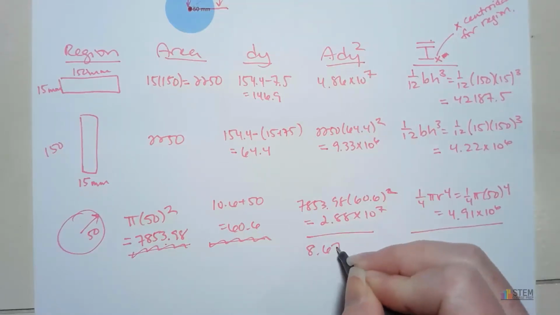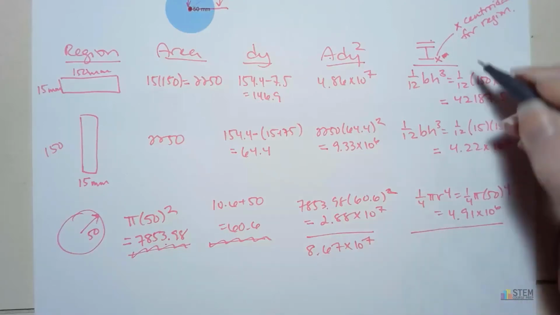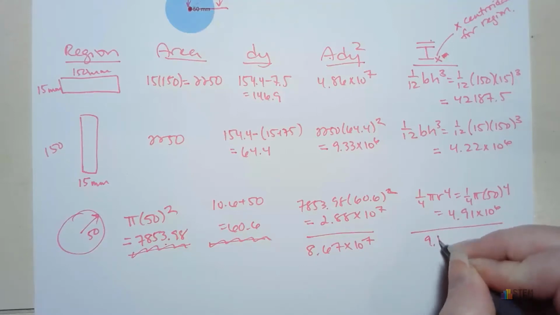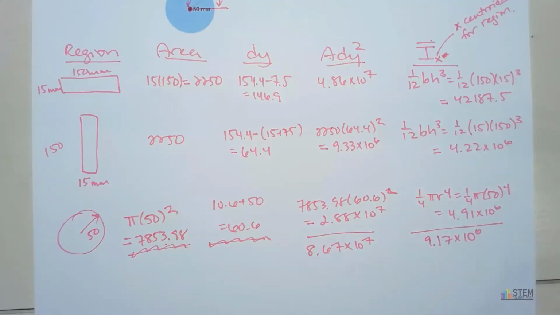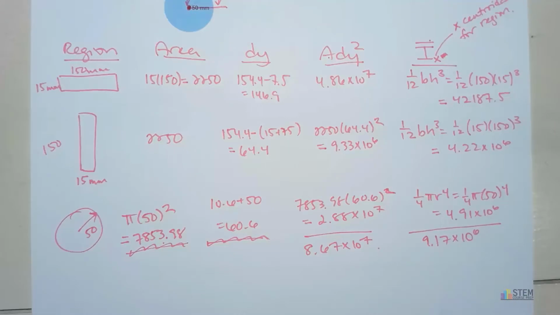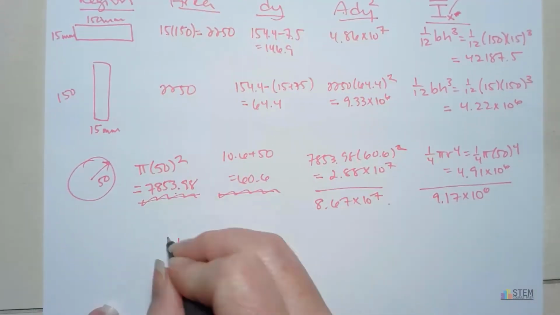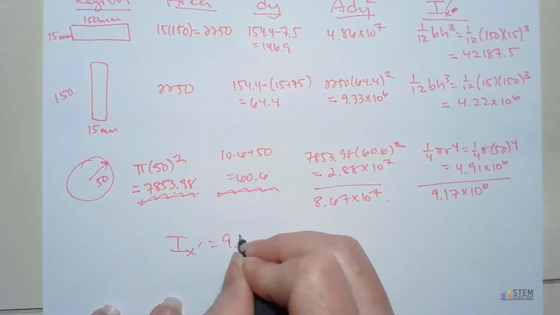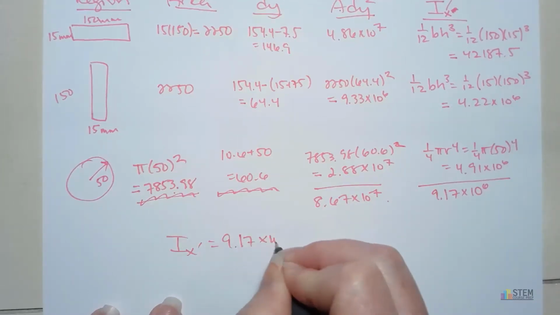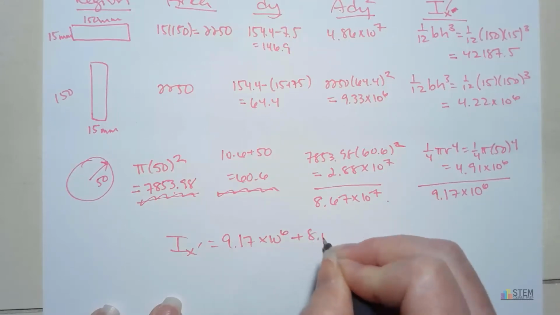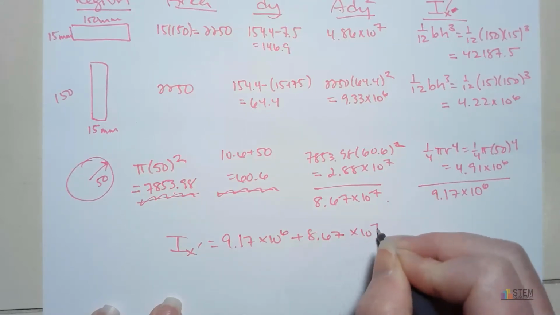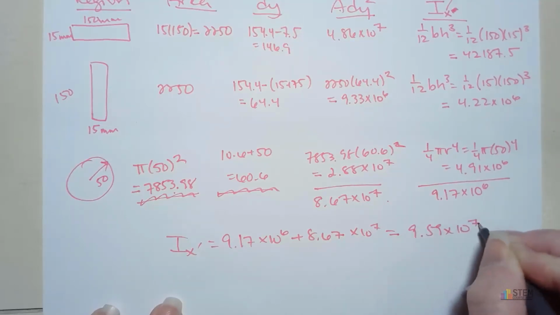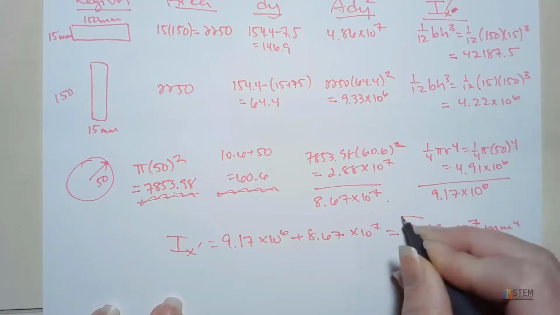You get 8.67 times 10 to the 7th. And then we're going to sum up the I bar column. That gives you 9.17 times 10 to the 6th. Now we're ready to put it in our equation. So Ix prime is going to be 9.17 times 10 to the 6th plus 8.67 times 10 to the 7th, and that gives you 9.59 times 10 to the 7th, and that's millimeters to the 4th.